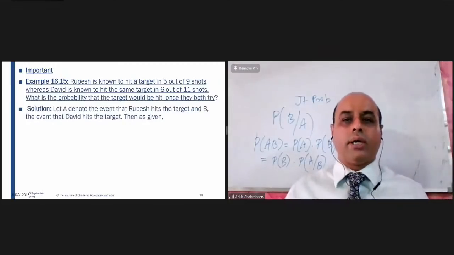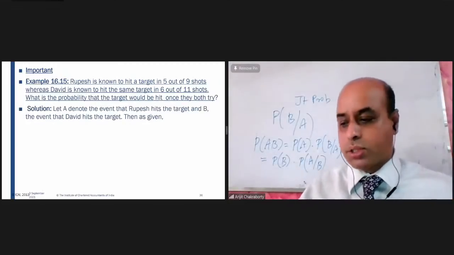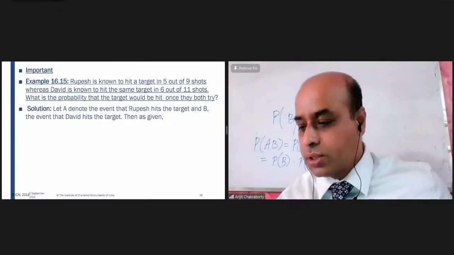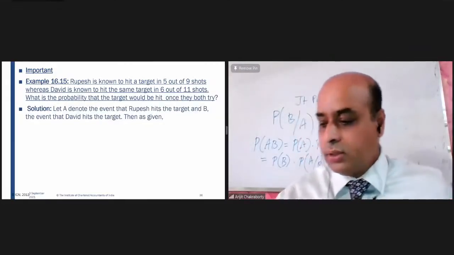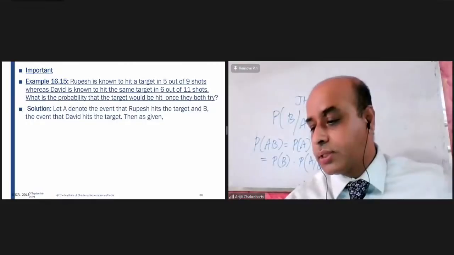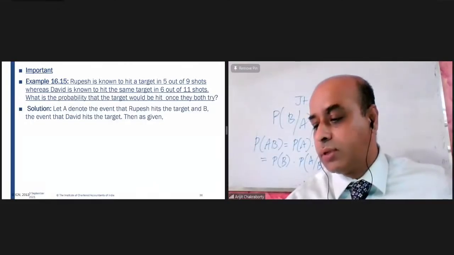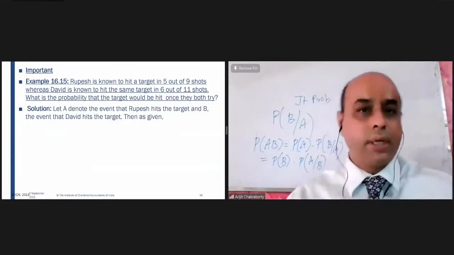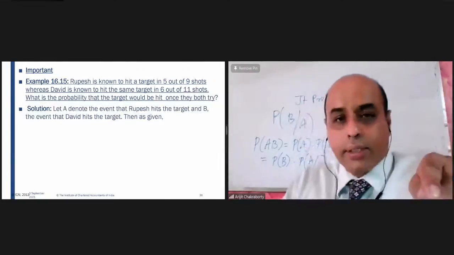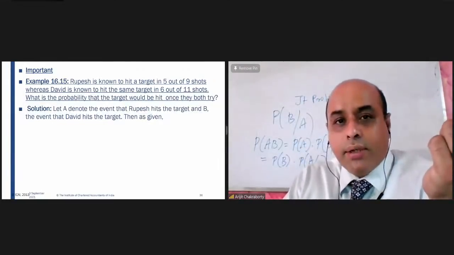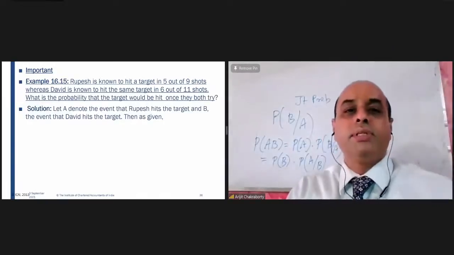Rupesh is known to hit a target in 5 out of 9 shots. Okay, 5 out of 9 shots. Yes, some of you have written, yes, Isra, Zareen, Mohammed. Studying hard is linked with passing the exam. Yes, so studying hard is an event. Passing the exam is an event. Okay, and then registration for IPCC is another event.